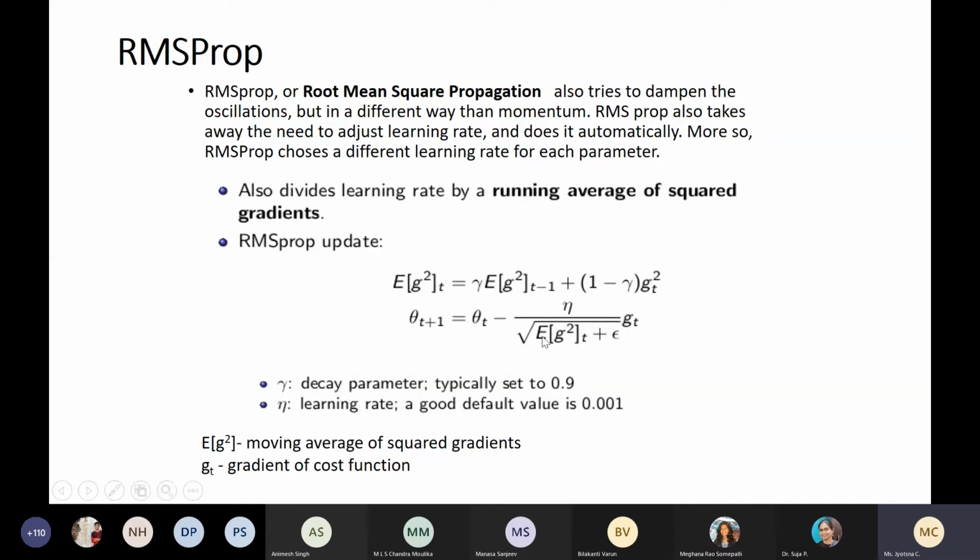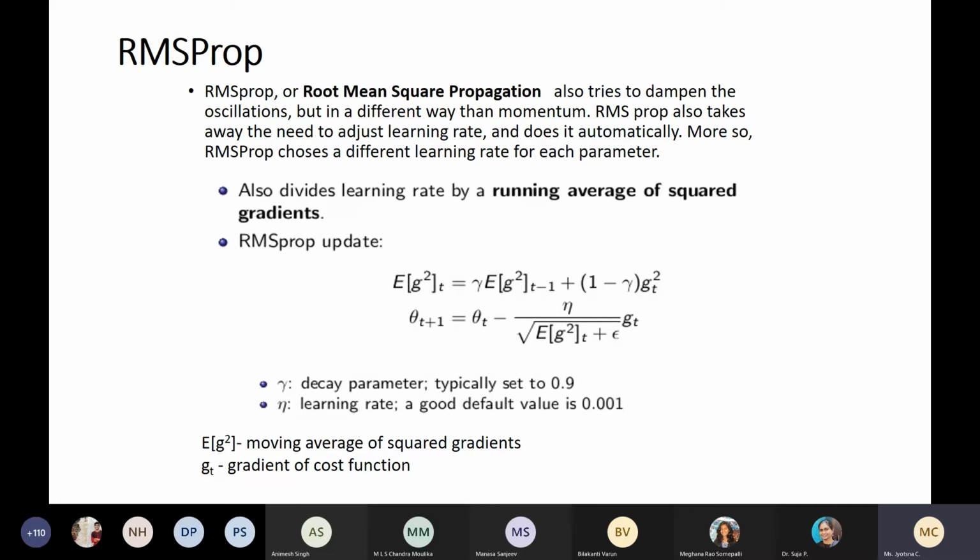Why plus epsilon? Sometimes when we find the square root of the average of squared gradients, it will be nearing 0. If it becomes 0, then we have the learning rate divided by 0, and you know that something divided by 0 becomes infinity. To avoid that, this epsilon value is given, and it is a very small value, introduced just to stop division by 0.